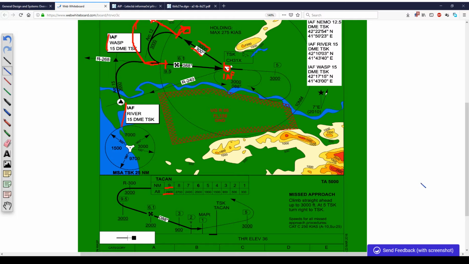You will check the distance from the TACAN, and you will say we are at the distance 8.5. At the distance 8, we should be at 2,700 feet altitude. And I will check my altimeter, and I can say whether we are high or low.